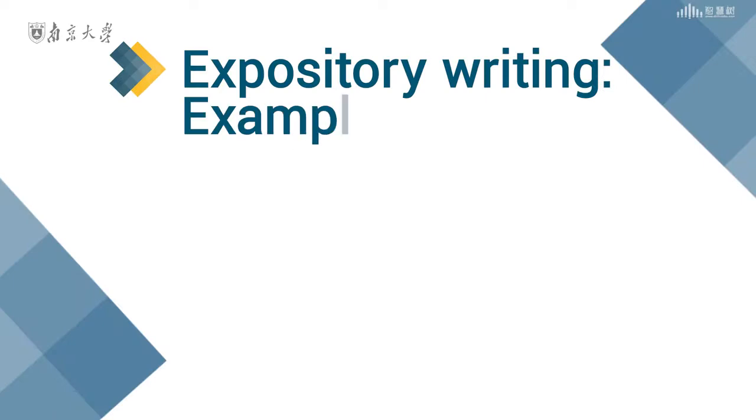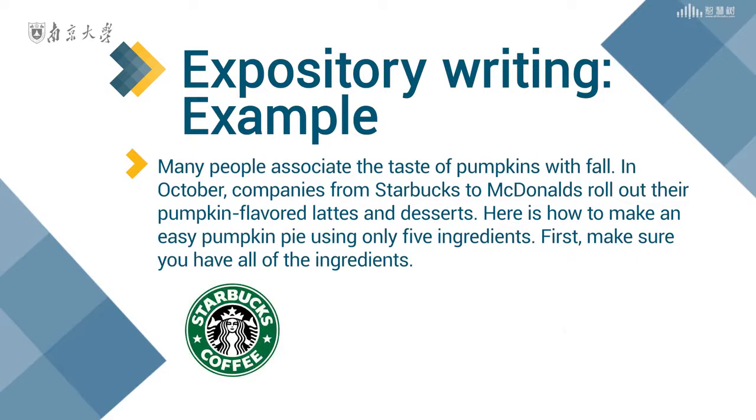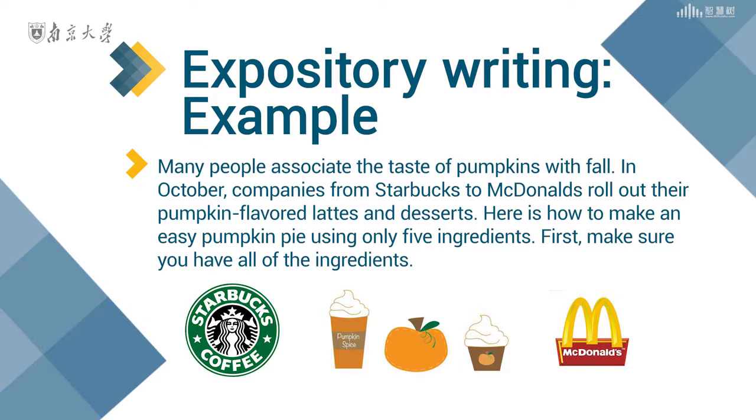Let's have a look at an example of expository writing. Many people associate the taste of pumpkins with fall. In October, companies from Starbucks to McDonald's roll out their pumpkin-flavored lattes and desserts. Here's how to make an easy pumpkin pie using only 5 ingredients. First, make sure you have all the ingredients. This writing is expository in nature because it is explaining. In this case, you can already tell that the piece will be about how to make a pumpkin pie.